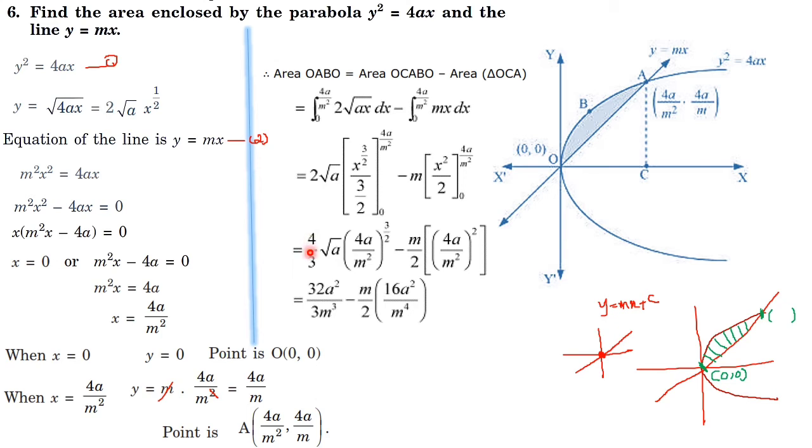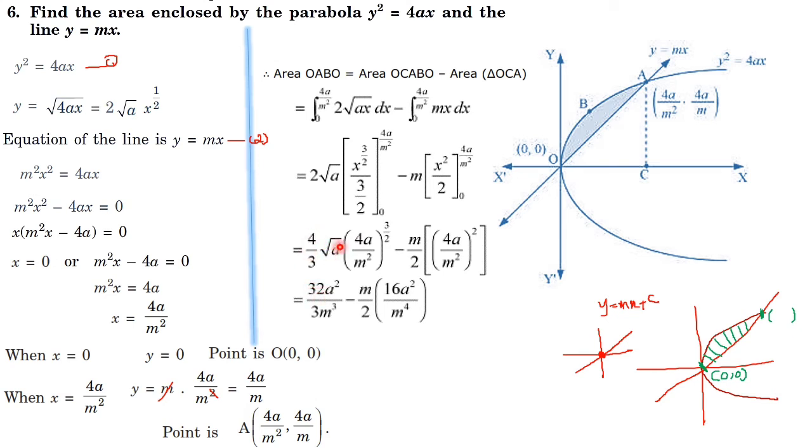4 by 3. 4 by 3 means you can see 4 power 3 by 2. 4 power 3 by 2 we can split, as we have done this calculation before, so I am not showing it here. 4 power 3 by 2 we can write as 4 power 1 by 2 the whole cube. 4 power 1 by 2 is root 4. Root 4 is 2. So 2 cube is 8. Okay, so that 8 into this 4, 8 into 4 is 32.